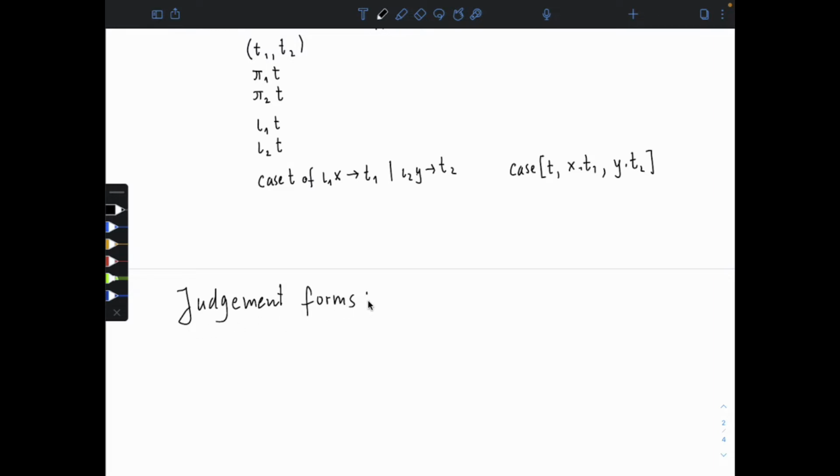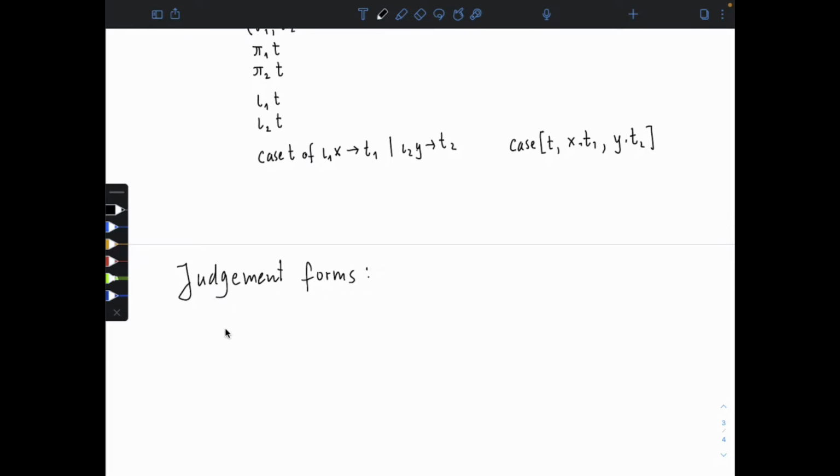The judgment forms take the following shapes. Before I write down the judgment form, I will explain what the context is. Remember we already had context, but let's see. Typically we will write gamma or delta for these contexts, and a context is a list of variables. The last time we had lists of variables, but now because everything is typed, it's a list of variables with their types. So like this.